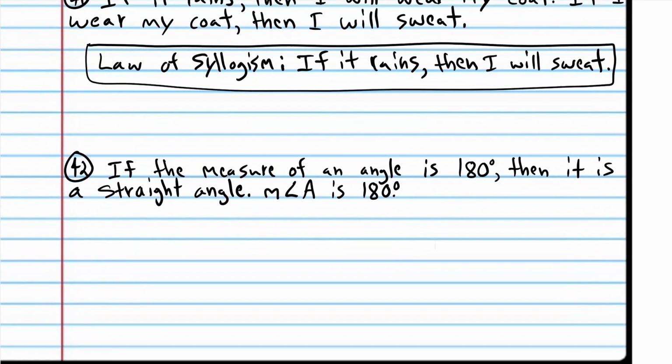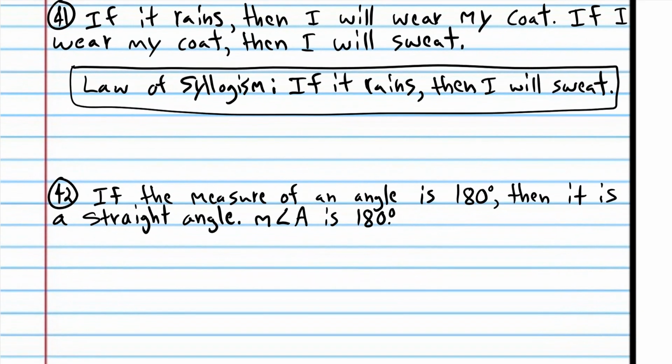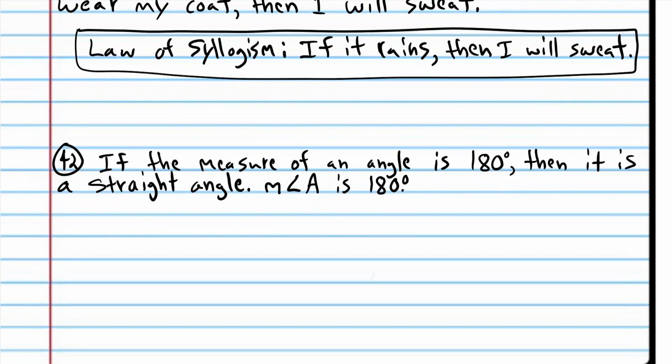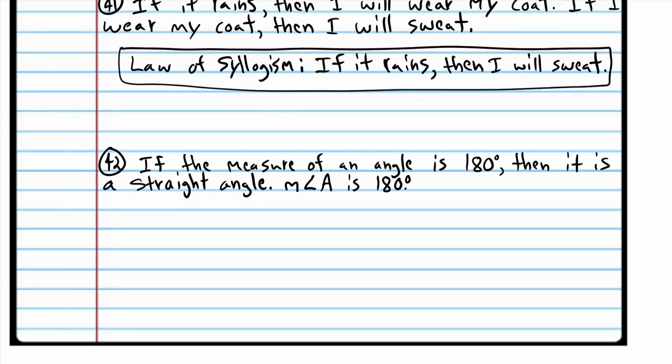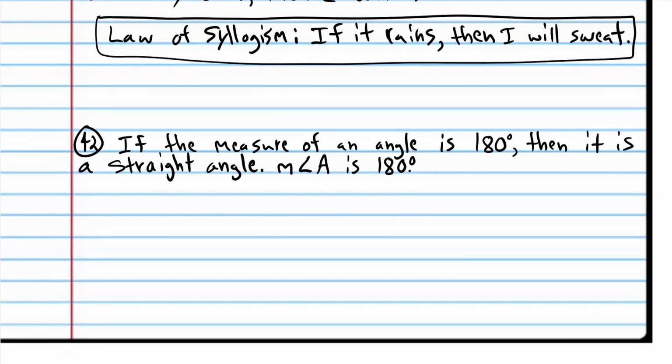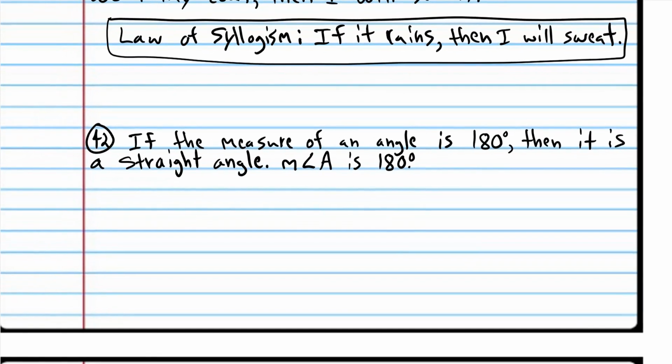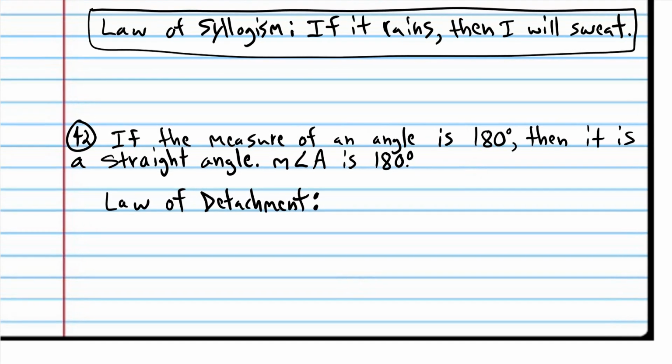All right, so if you got that answer, good job. Try number 42, and when you come back, we'll do it together. All right, we're back. If the measure of an angle is 180 degrees, then it is a straight angle. The measure of angle A is 180 degrees. So that is the law of detachment. Let's spell that out. Right, and the conclusion we can make.